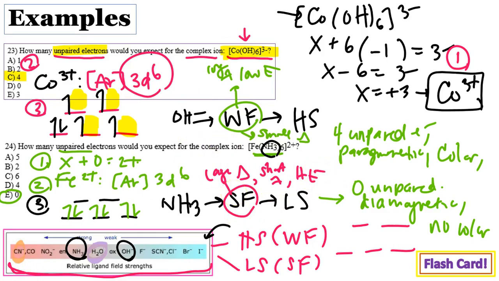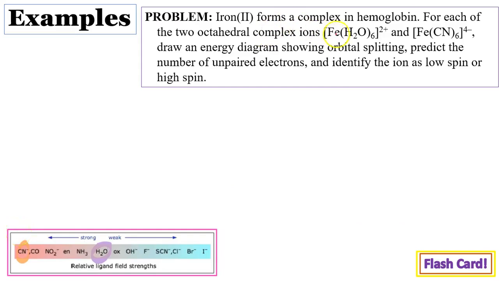Let's do one more. This question says iron forms a complex in hemoglobin. For each of the 2 octahedral complex ions, here's one here and one here, draw an energy diagram showing orbital splitting, predict the number of unpaired electrons, and identify the ion as low spin or high spin. So that's a lot to unpack. You want to make sure you're breaking down each portion, okay? So I'm just underlining.